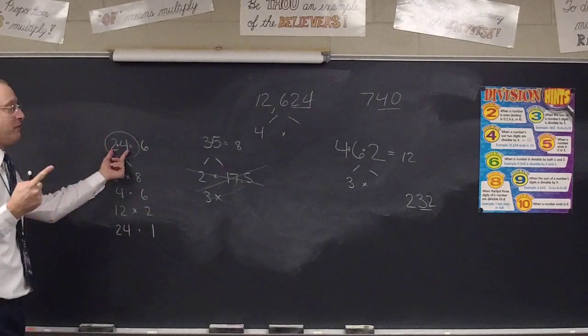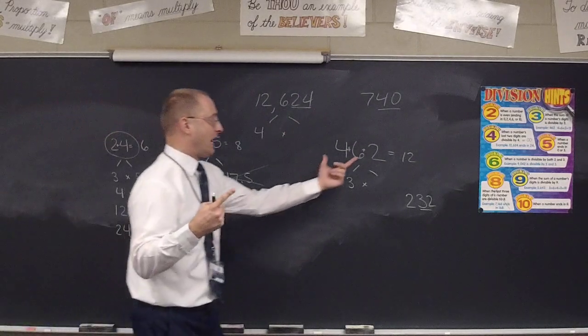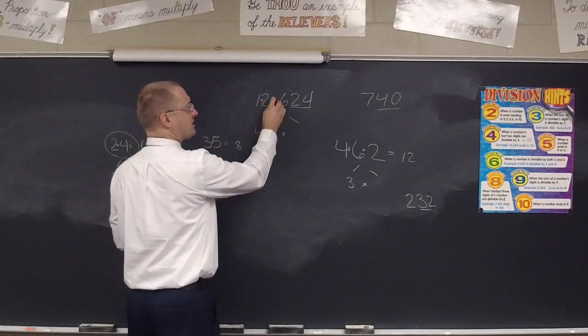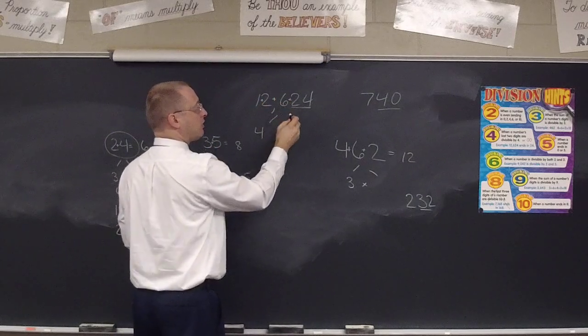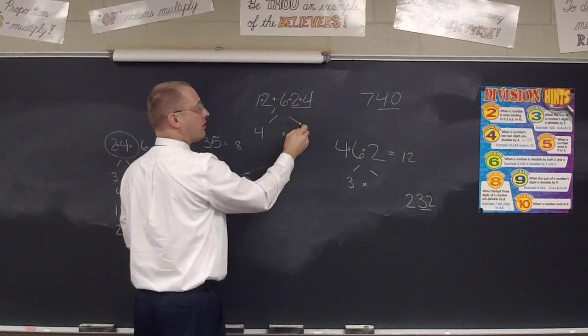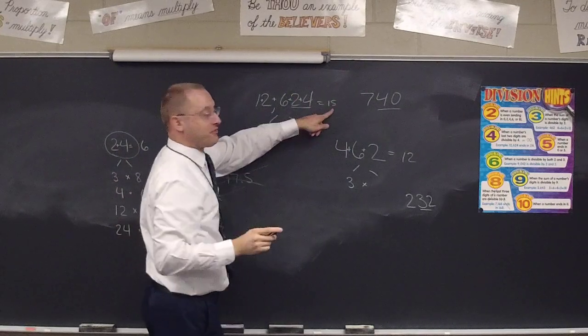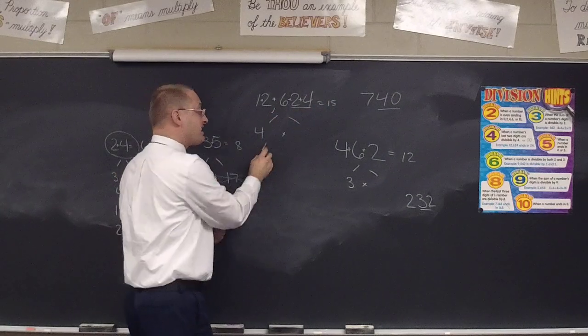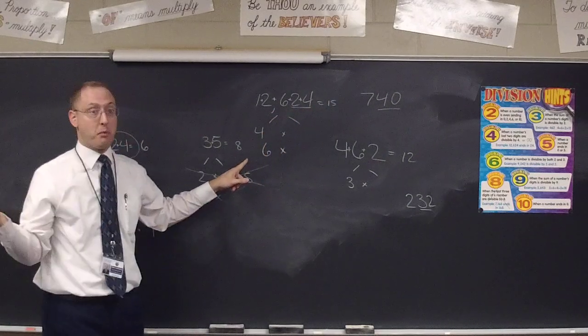If the sum of the digits allows it to be divisible by 3, well, let's see. What's 1 plus 2? 3. Plus 6? 9. Plus 2? 11. Plus 4? 15. The sum is 15. Can 3 go into 15, class? Yes. Is this an even number? Yes. Then this is divisible by 6. 6 would be one of its factors.